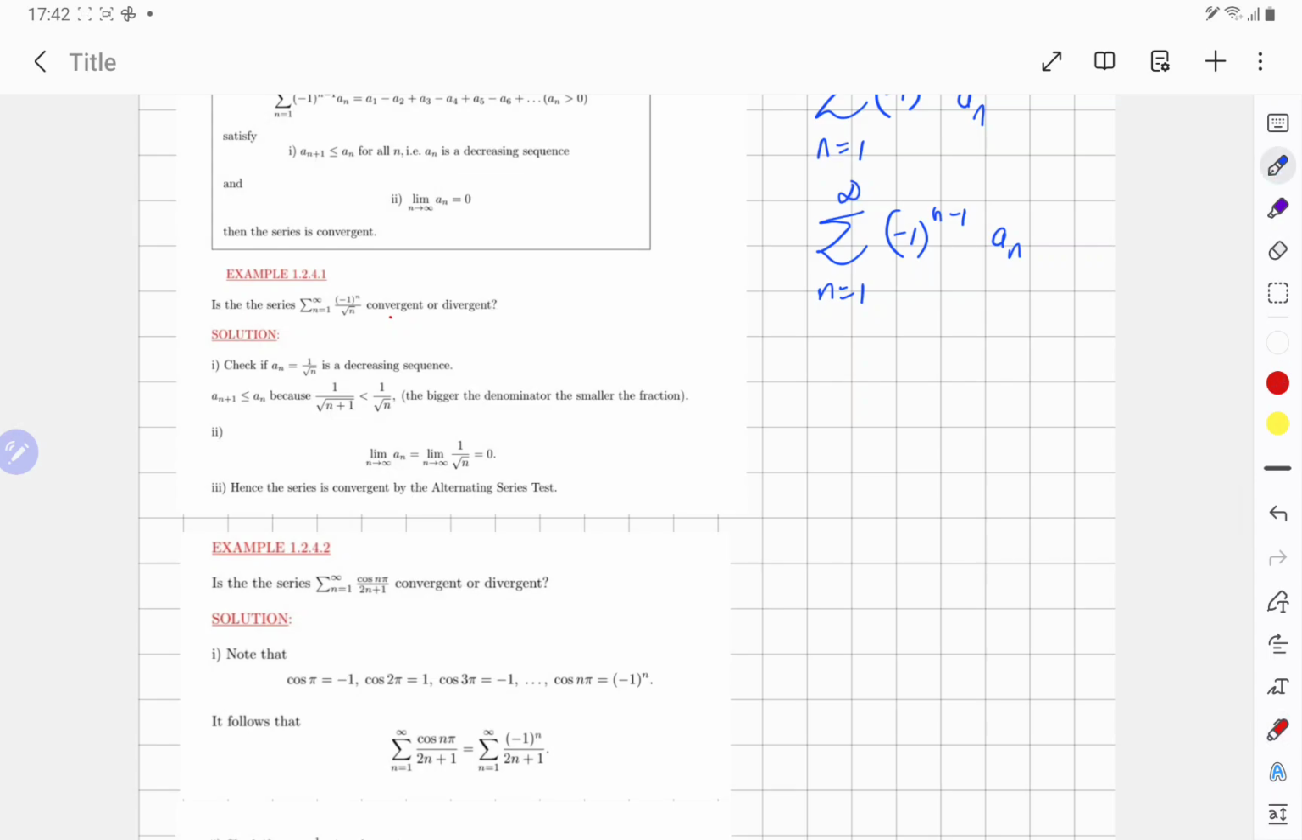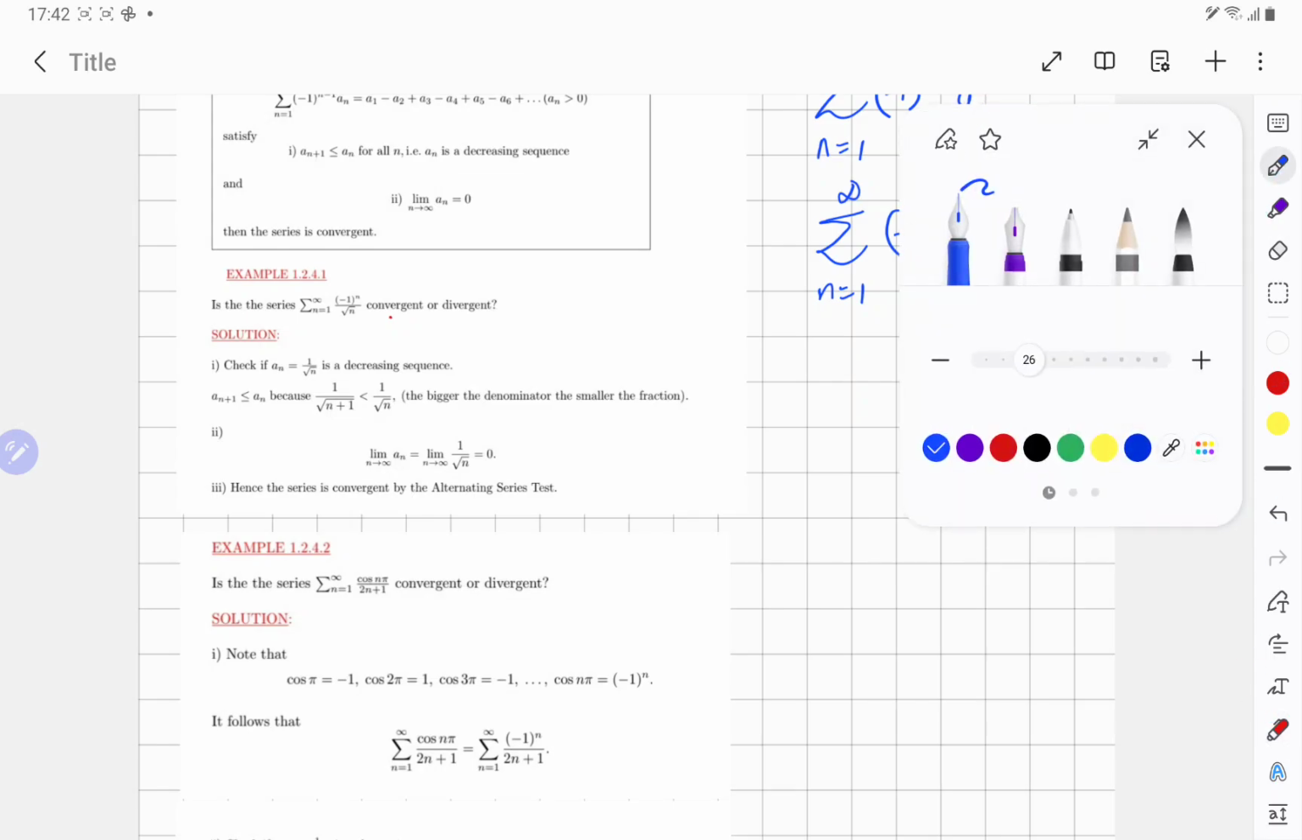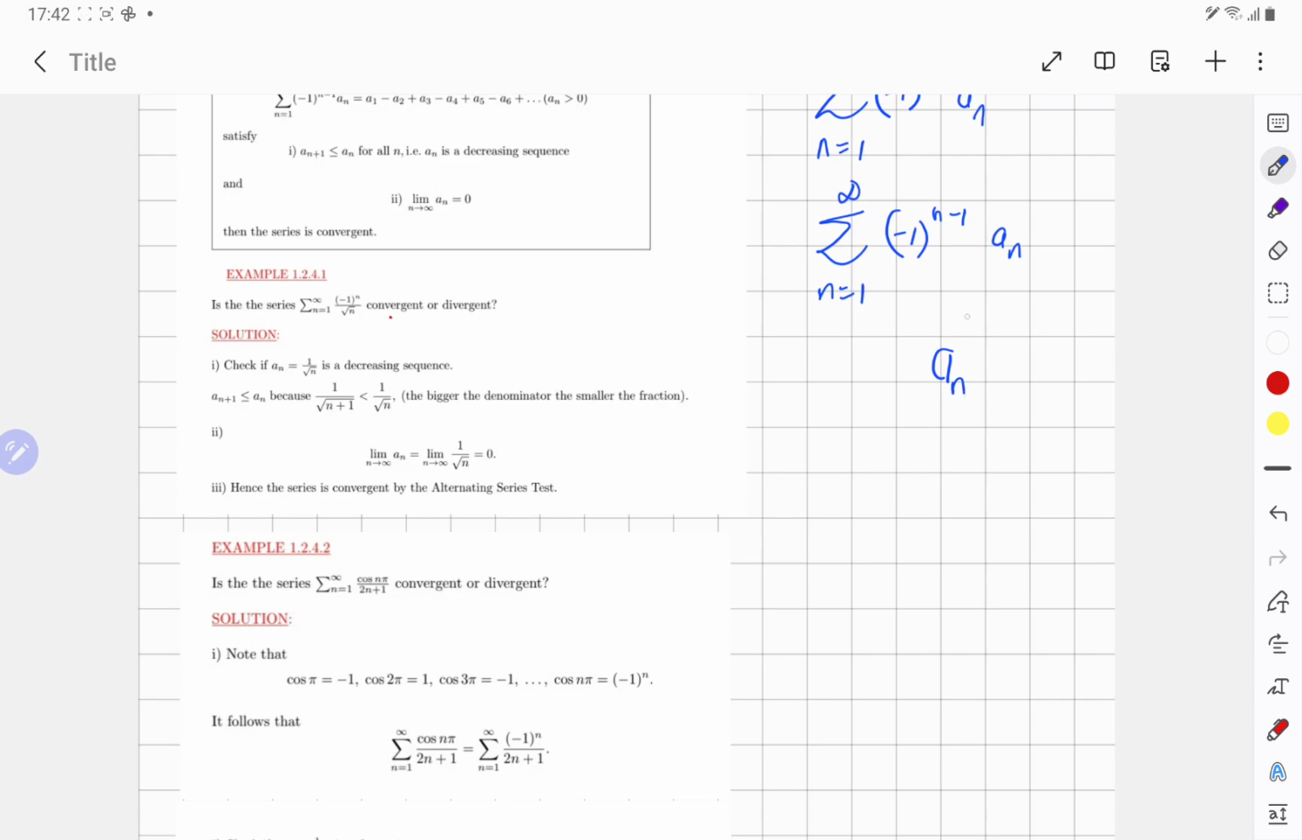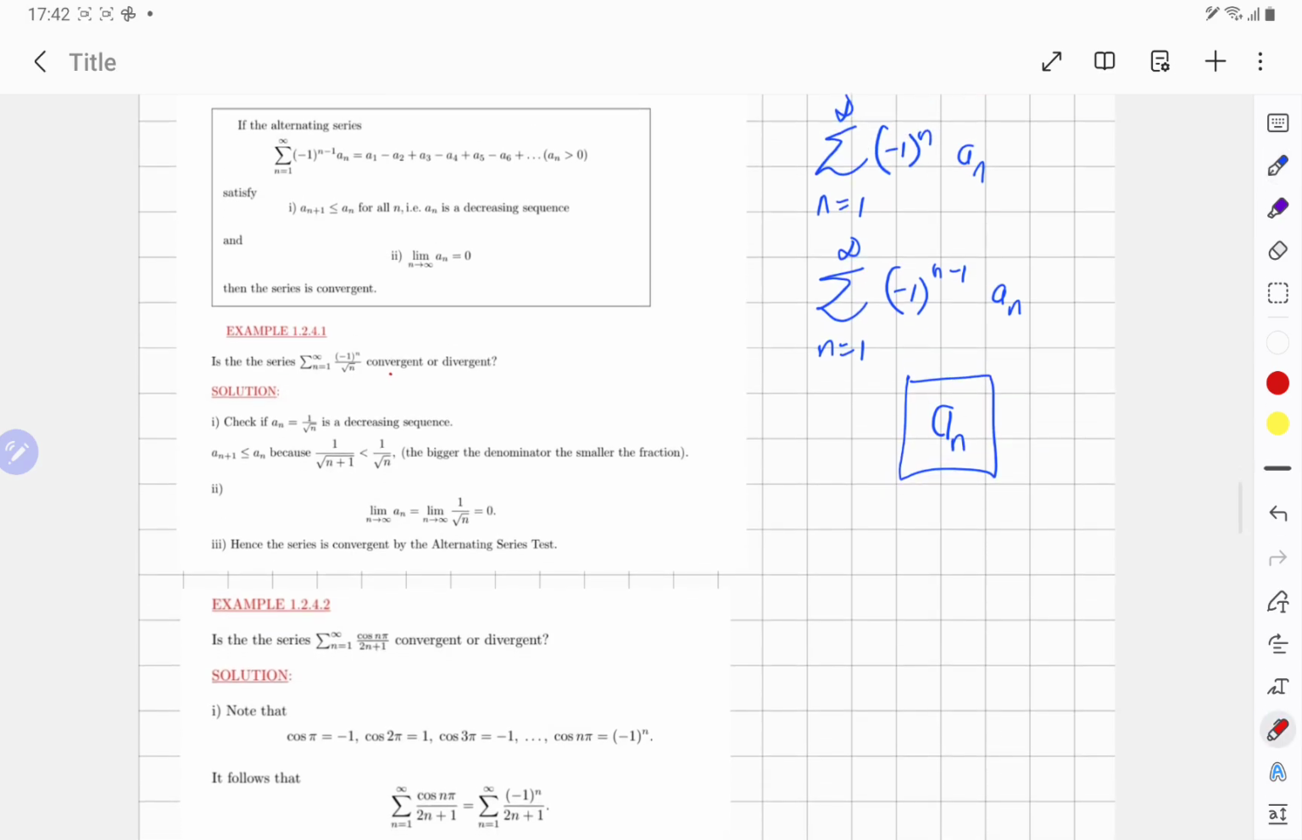Now, for the conditions, you're only going to look at your sequence, a_n. Those terms must be decreasing. I'm sure you remember from first year, decreasing means that a_(n+1) is less than or equal to a_n. Remember, to show decreasing, you're not allowed to use an example. You have to use this to show decreasing.